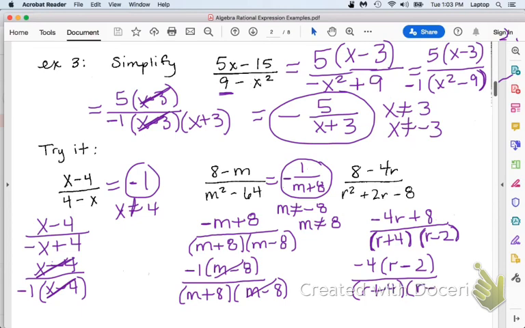Make sure to calculate or figure out your excluded values. Find your common factor. So we have negative 4 over r plus 4 as our simplified answer. And we know that r cannot be equal to negative 4, and r cannot be equal to a positive 2.